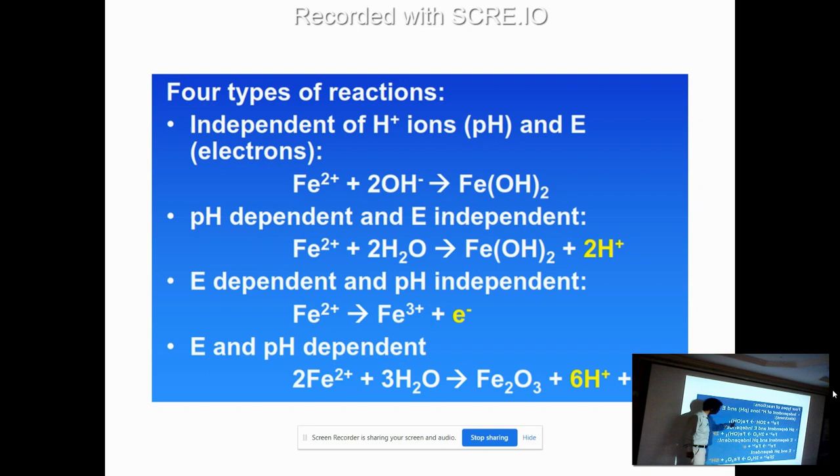Now see the last case. Both are dependent. That means there is a potential variation and there is electron involvement. So look at the reaction: 2Fe3+ plus 3H2O gives us Fe2O3 plus 6H+ plus 2 electrons. You see, I put a yellow mark.